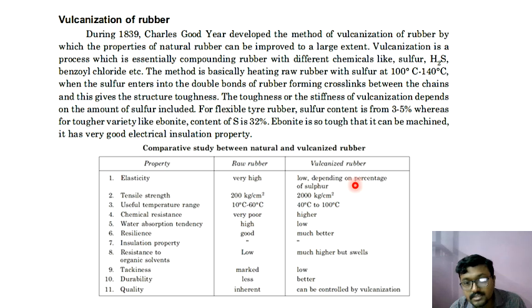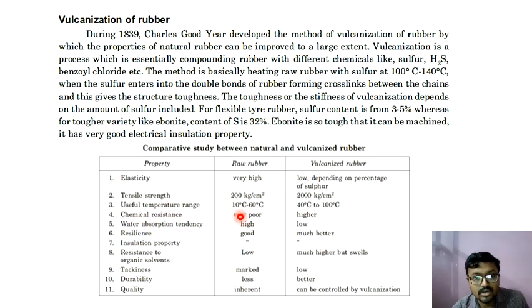Now let's say it depends on the percentage of the sulfur. If we see the quality, raw rubber has an inherent quality, and in vulcanized rubber, this quality can be controlled based on the reaction. Durability: natural rubber at very low temperature will be brittle, it can break, and at high temperature it can melt. But vulcanized rubber is stable at low temperature as well as high temperature.